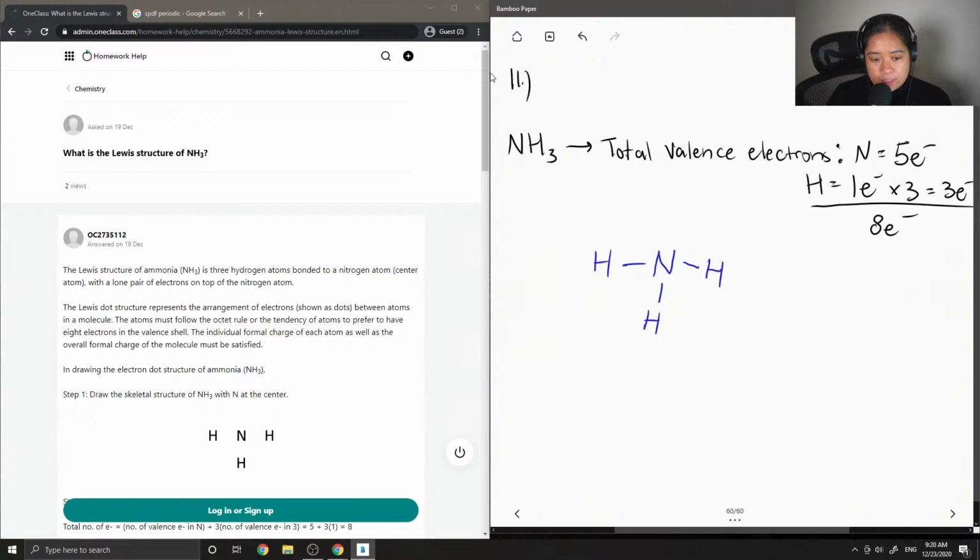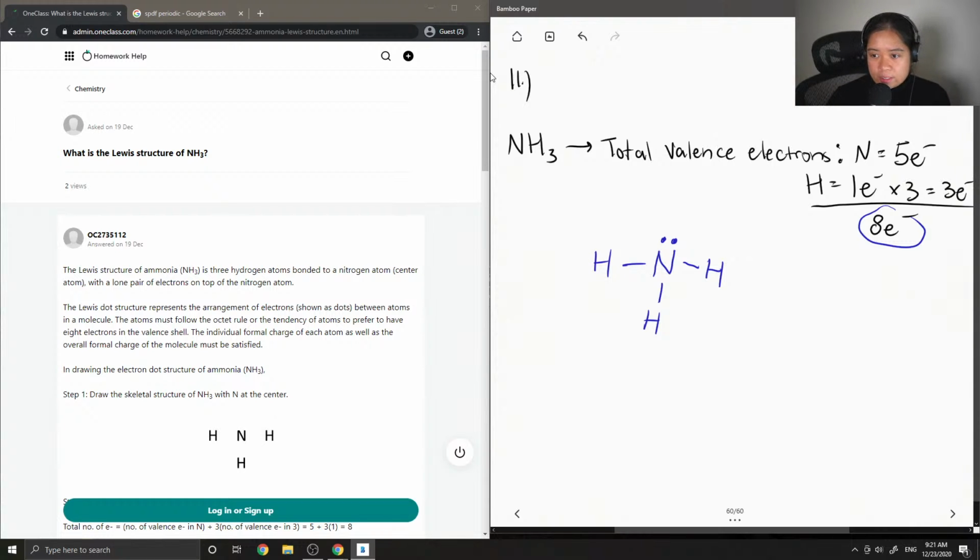So every bond contains 2 electrons, and there are 3 bonds. So I have drawn 6, but I need a total of 8. So for the last 2 electrons, I'll add them as lone pairs on my nitrogen. This is because hydrogen only has 1 electron, so it won't have any lone pairs anywhere on it. Hydrogens will only form a single bond.